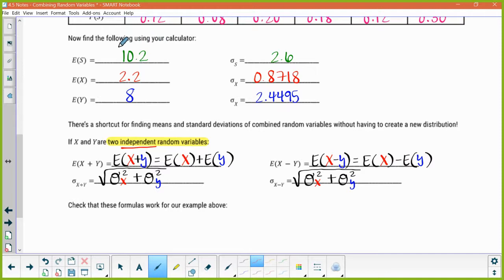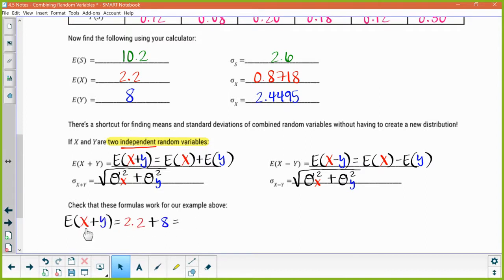So, if I wanted to get S, which was X plus Y, I add 8, I add 2.2, which worked out. Let's see somewhere here. It worked out. There we go. X plus Y, we did 2.2 plus 8, gave us 10.2. So that one checks out. It works. Now, the subtraction one works exactly the same. If I were to subtract instead, all I would do is subtract the two expected values from each other.